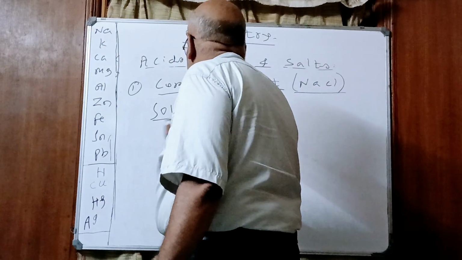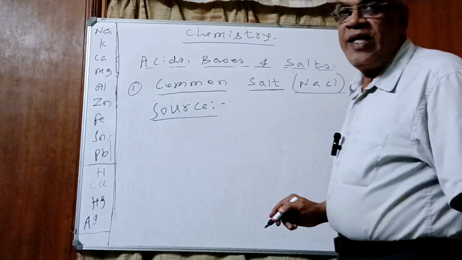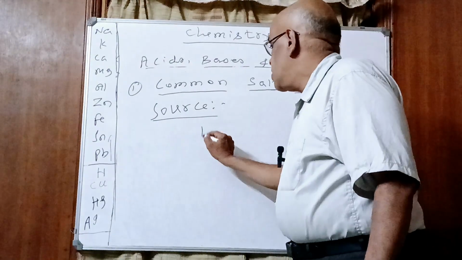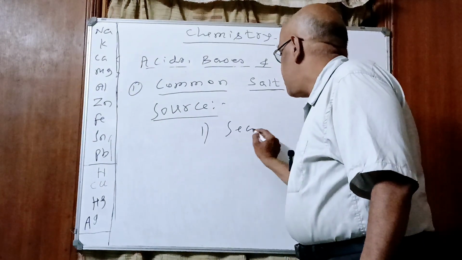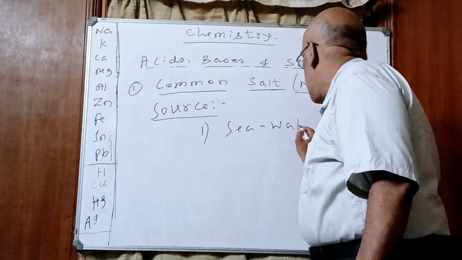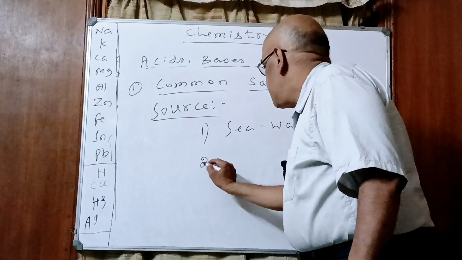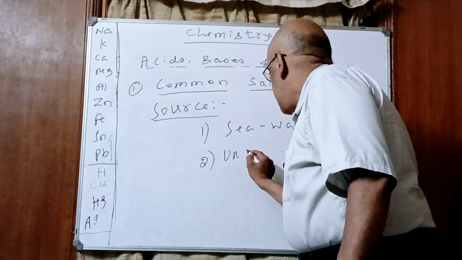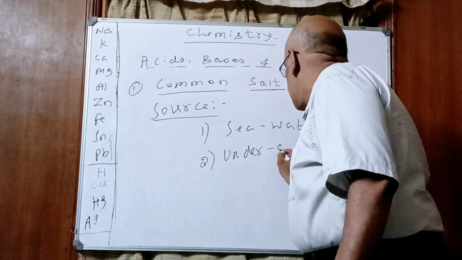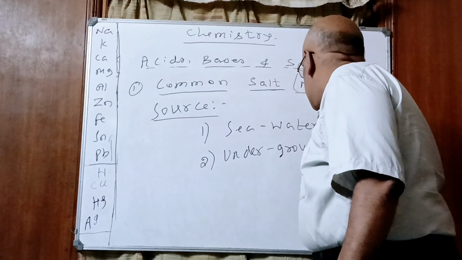Source. How do you get common salt, children? We get it naturally. So, what is the source of common salt? Naturally from seawater, and from underground deposits.